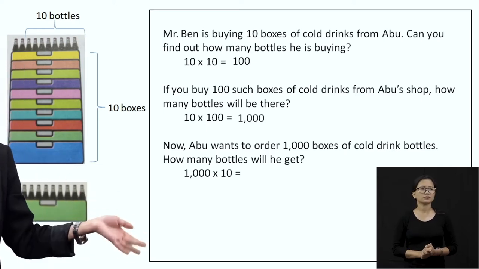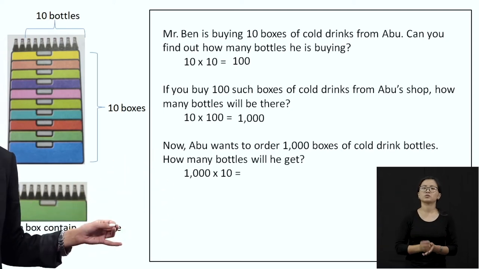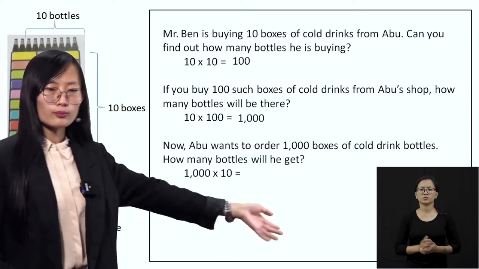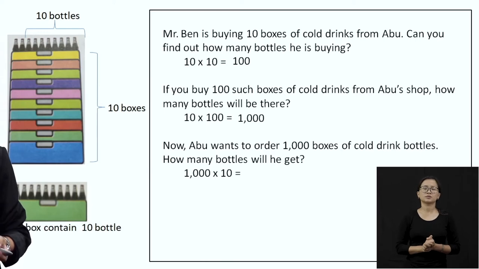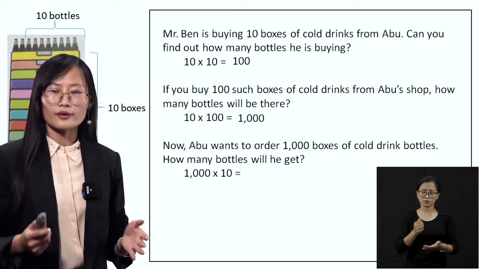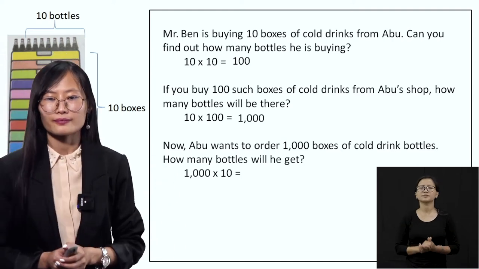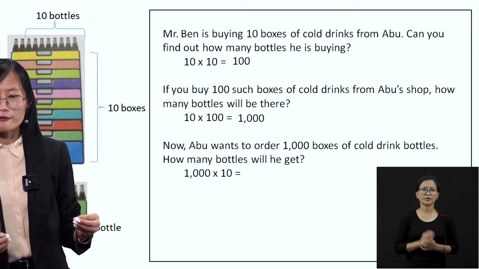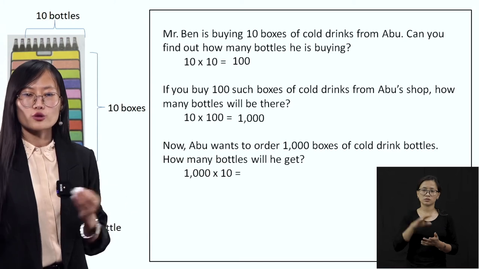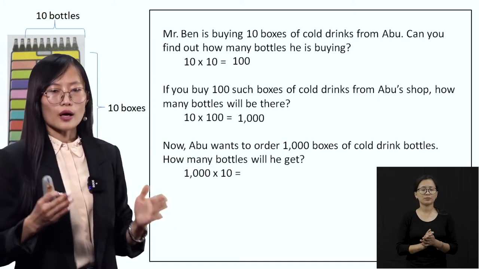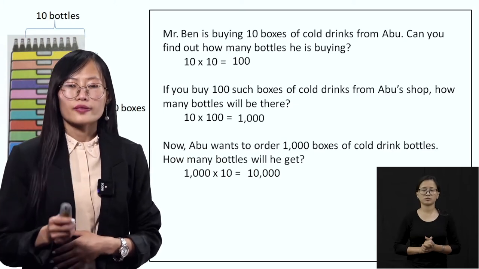Now Mr. Apu wants to order 1,000 boxes of cold drink bottles. How many bottles will he get? He sold out all the bottles now, so he wants to order another 1,000 boxes. If he orders 1,000 boxes, how many bottles will he get? In each box there are 10 bottles, as you know very well now. So 1,000 boxes into 10 bottles, you get 10,000.